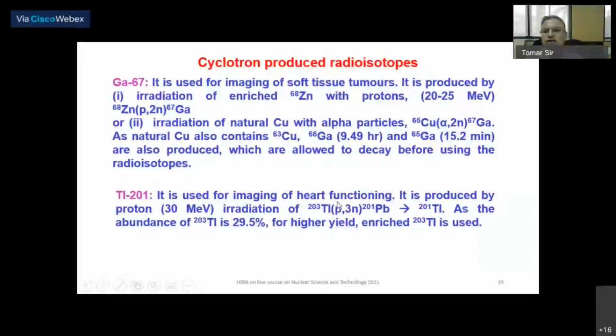Thallium-201 is used for imaging of heart functioning, produced by 30 MeV protons. Irradiation of thallium-203 (p,3n) gives lead-201, which decays to thallium-201 by beta plus decay or electron capture. As the abundance of thallium-203 is 29.5%, you require enriched thallium-203.